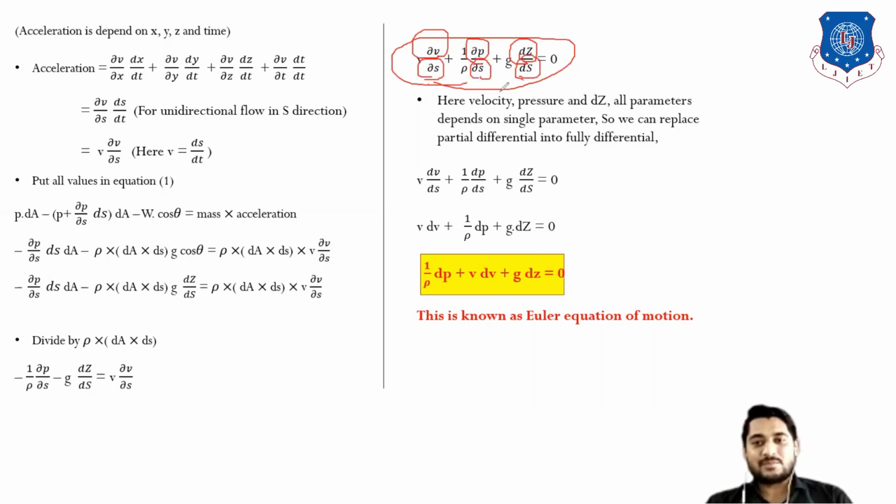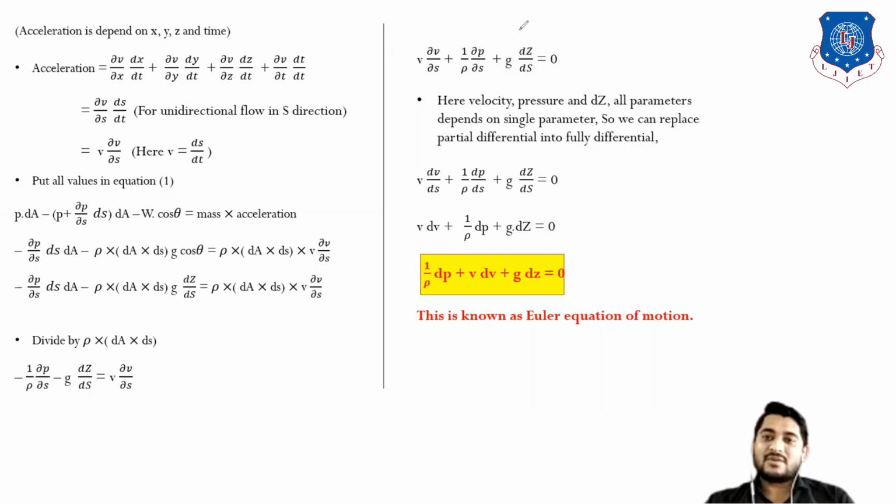So we can replace this partial differentiation with full differentiation also, right? Suppose a parameter depends on more than one parameter, then we have to take partial differentiation. But if it depends on only a single parameter, then we only have to take a simple derivative. So for V, instead of partial derivative, we can take full differentiation. So dV by ds plus 1 by rho dP by ds plus Z dz by ds, right?